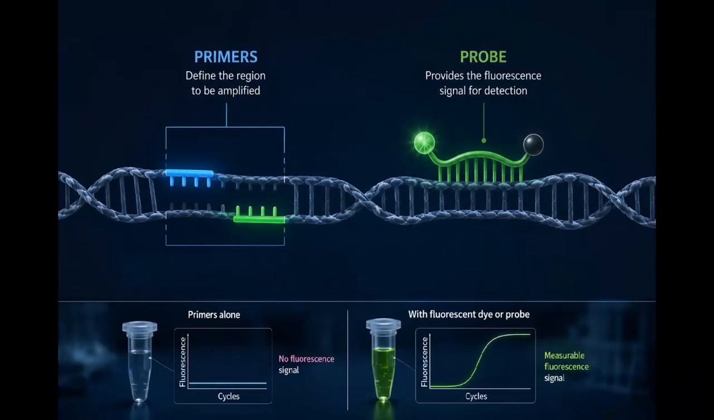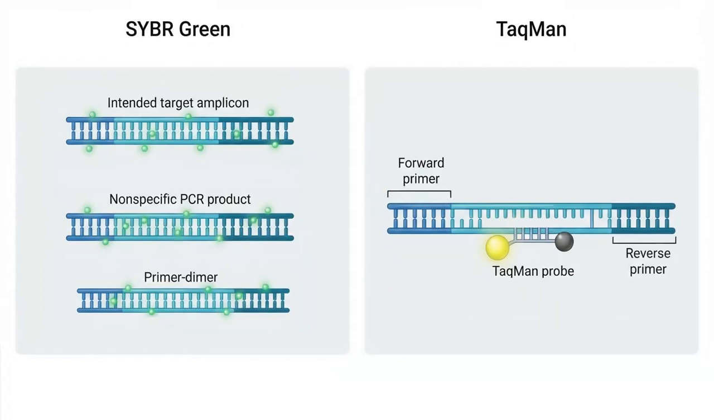In the previous video, our primers determined which DNA fragment would be amplified. So why can't we simply measure fluorescence using those primers alone? The answer depends on how the assay detects DNA. There are two major approaches used in real-time PCR. The first relies on intercalating dyes, such as SYBR Green. These dyes bind to almost any double-stranded DNA. As more PCR product is generated, more dye binds and fluorescence increases.